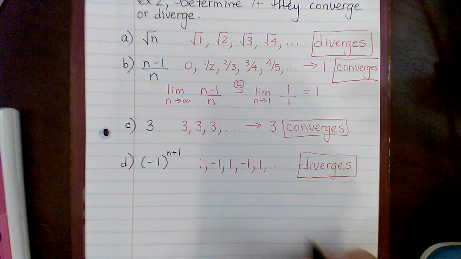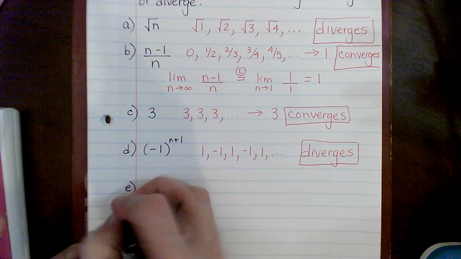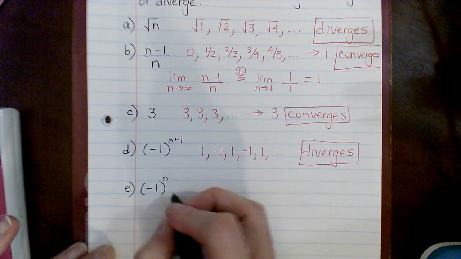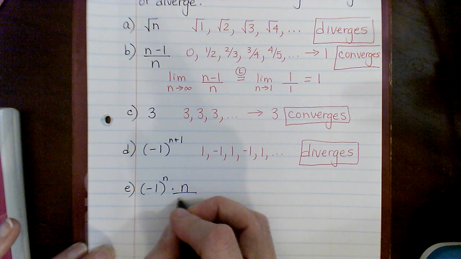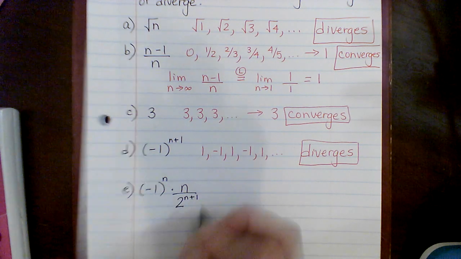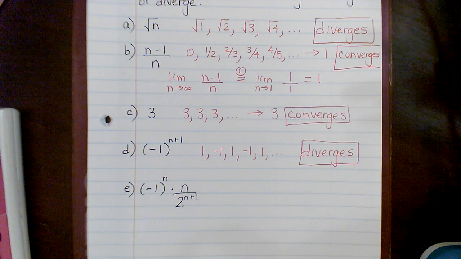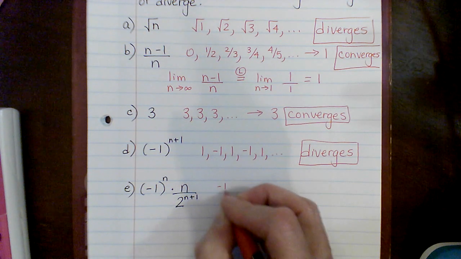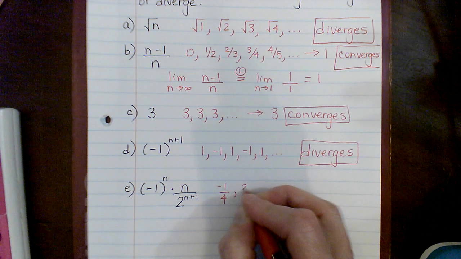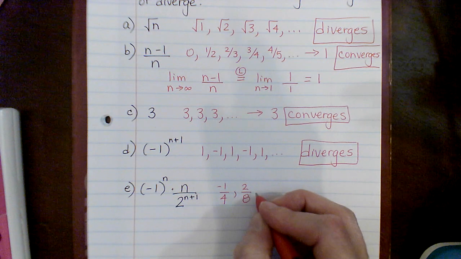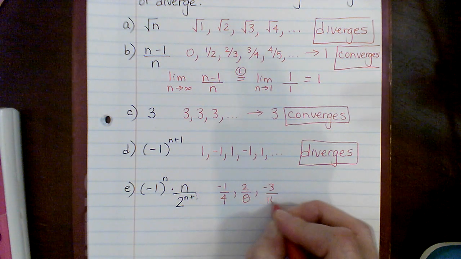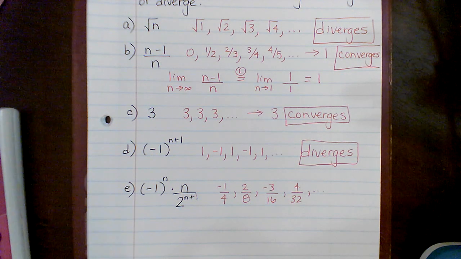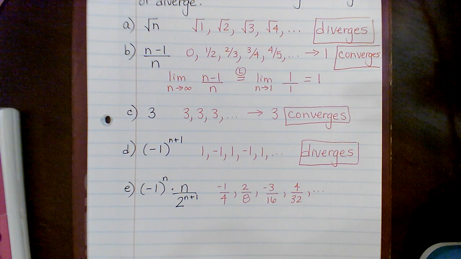All right, and then lastly, from example 2, we had the sequence of negative 1 to the n times n over 2 to the n plus 1. This one looks kind of menacing, right? So my terms were negative 1/4, then positive 2/8, which of course reduces to 1/4, negative 3 over 16, 4 over 32, and so on. So what is this one doing?